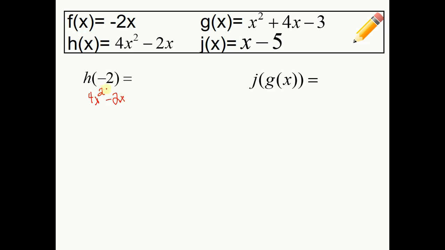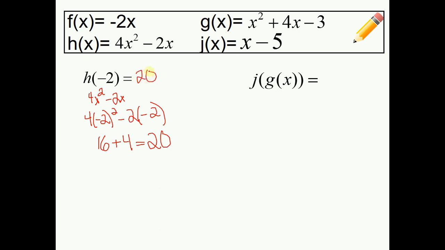There we go. And now, I'm going to plug in negative 2 for my x values. So 4 times negative 2 squared, minus 2 times negative 2. Like that. So, let's evaluate this. Let's actually get a value for this function. So, negative 2 squared, that's 4. So 4 times 4, that would be 16. Minus negative 2, oh, actually, that'll be plus 4, negative 2 times negative 2. So h of negative 2 is 20.